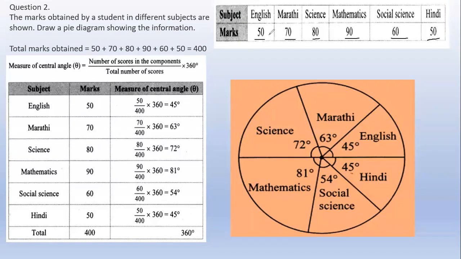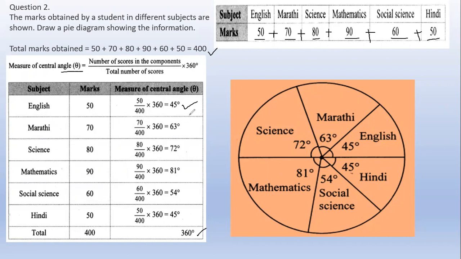So the first thing, you have to add all of this and find out the total marks obtained, which is 400. Then measure of central angle, again you have to find theta. Use the same formula. 50 upon 400 into 360, you get 45. You know how to do the calculation. So in the end, you get a total of 360.